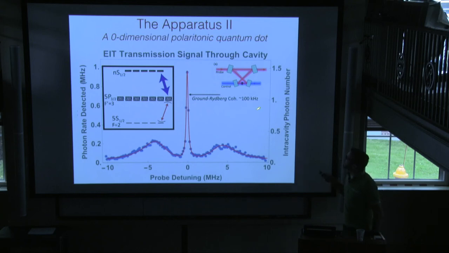We typically get a ground Rydberg coherence. Now we're down to about 50 kilohertz. Remember the interaction energy scale between these Rydbergs is about 10 megahertz on the length scales that we're talking about.